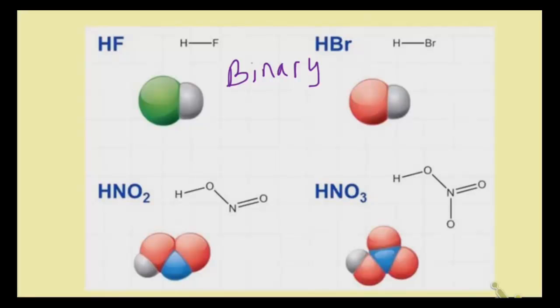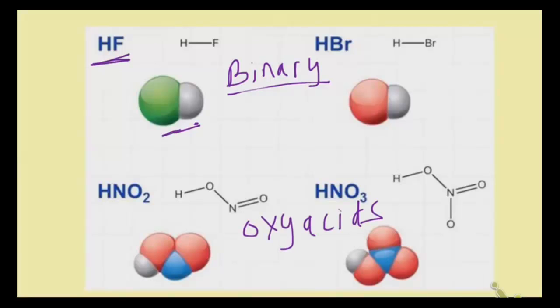Alright, so if we look at these four acids here, we have two that are considered to be binary because they only come from two elements. And remember, if it's binary, it starts with hydro and ends with ic, right? So hydrofluoric, hydrobromic. And then we have two acids known as oxyacids, and these come from the polyatomic ions.